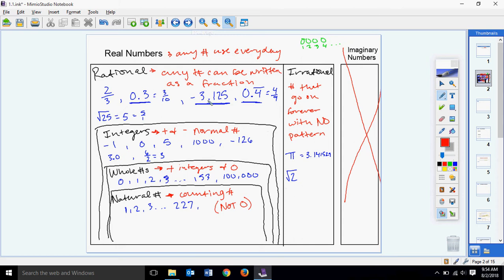If you have any questions about this chart, please come and ask me. What I want you to know is that rational, integers, whole numbers, natural numbers, and irrational, they are all part of the real number system. They're numbers that we use in everyday life. I use pi every day. I use 2/3. I use 3, 227, -3.125. They're all real numbers. It's just broken down.